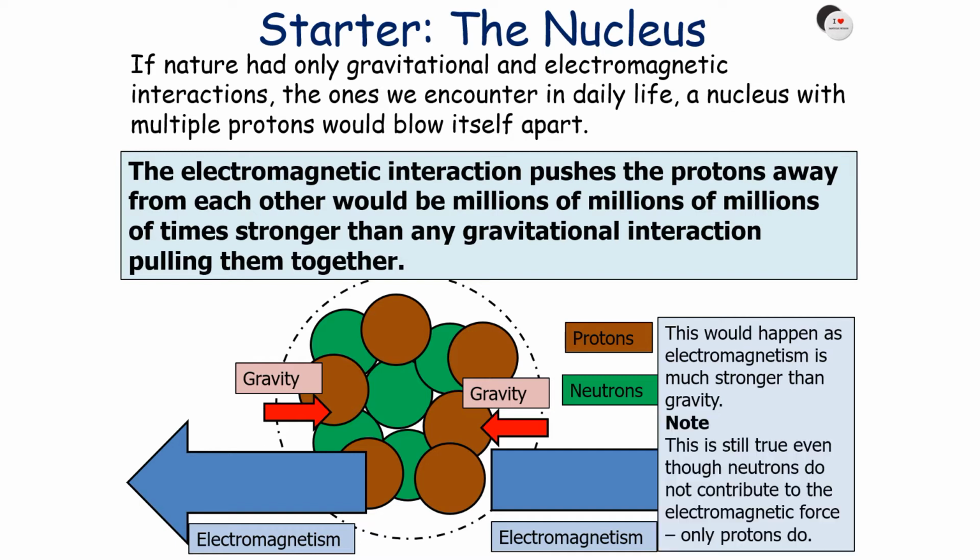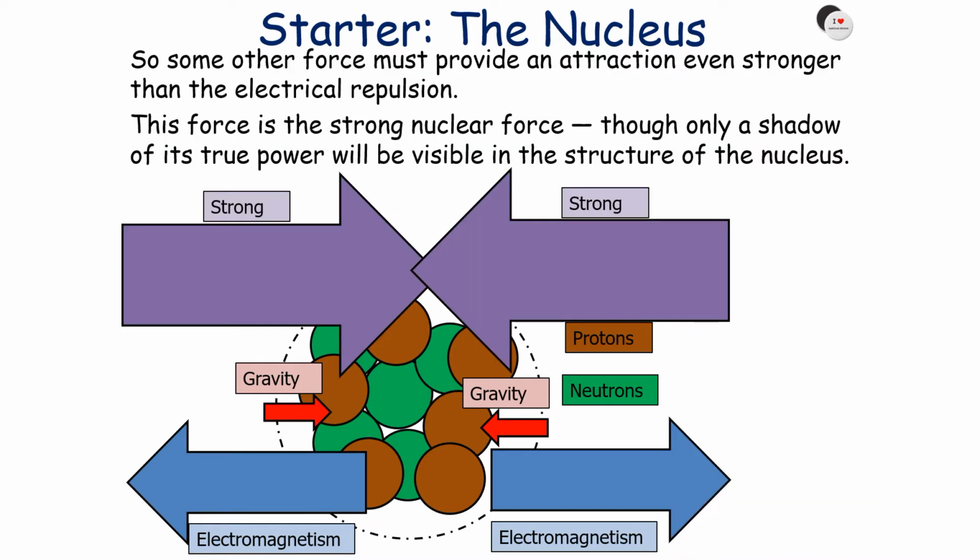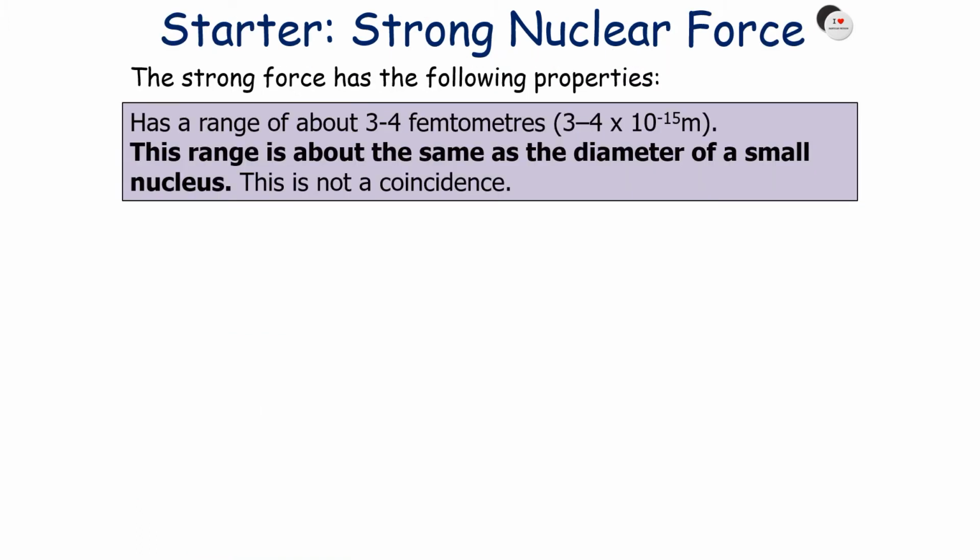Now this is still true even though the neutrons don't contribute to the electromagnetic force, only the protons do. So there has to be another force that provides an attraction even stronger than the electrical repulsion of the electromagnetic force. So this force is called the strong nuclear force. Now the strong nuclear force has the following properties.